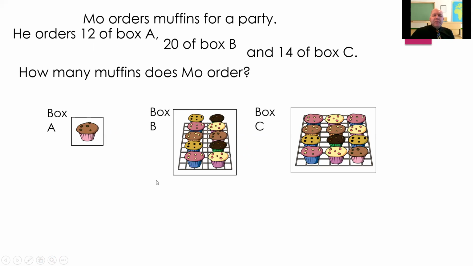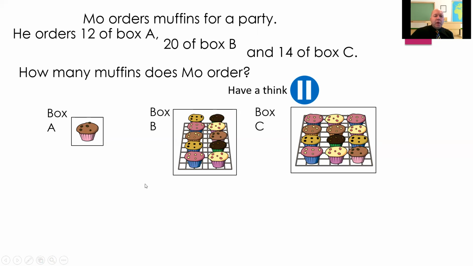Mo orders muffins for a party. He orders 12 boxes of A. You can see there's just one in box A. He orders 20 boxes of box B, and you can see there's 10 in a box B. And he ordered 14 of box C, and you can see there's 12 in box C. How many muffins altogether? Okay, let's have a look. Have a think and work it through.